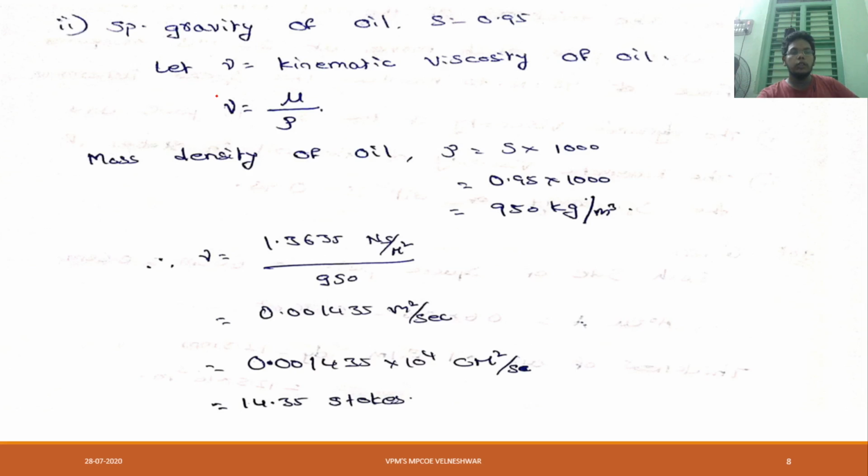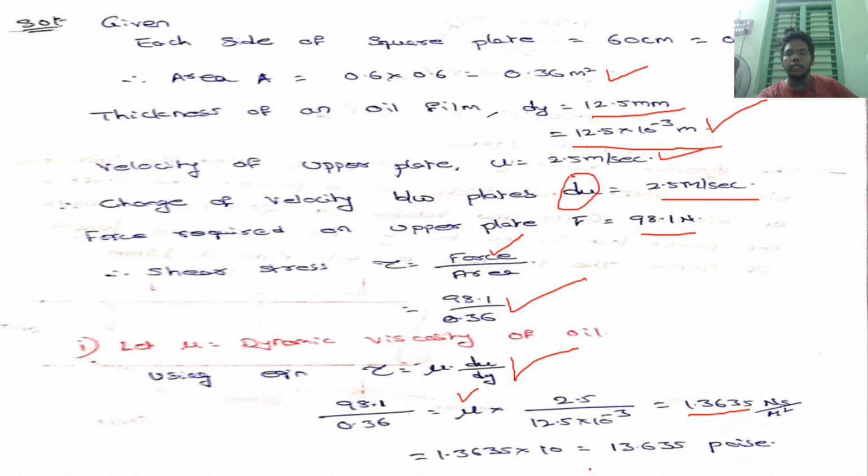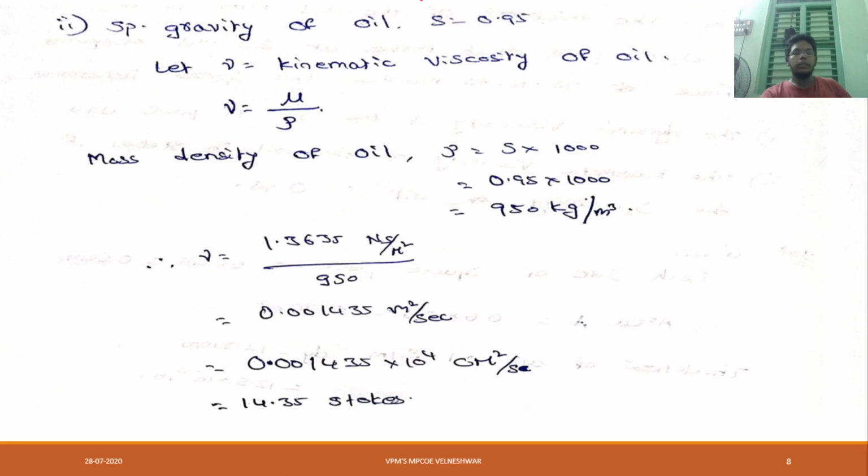So here the rho value is there. Just now we found the mu value, that is 1.3635. Substitute here. By substituting these, I am getting 0.001435 meter square per second. Whenever you want to convert it into Stokes, the value should be in centimeter square. So to convert from meter square to centimeter square, we multiply by 10 to the power 4. So how much value am I getting? 14.35 Stokes. This is the sum.